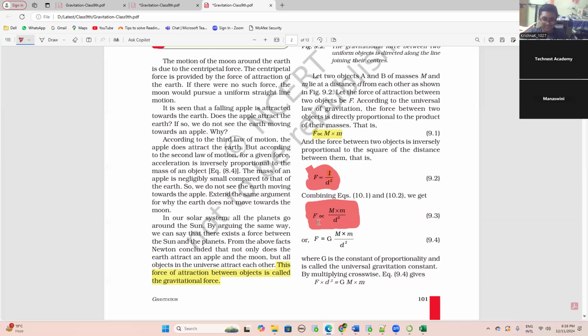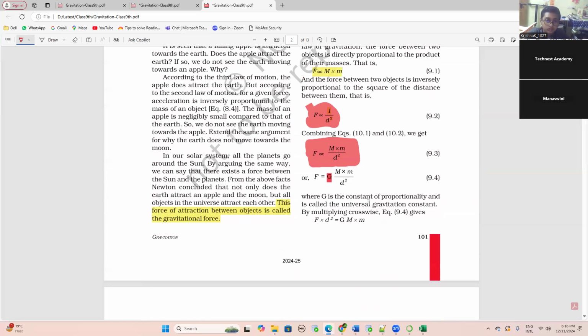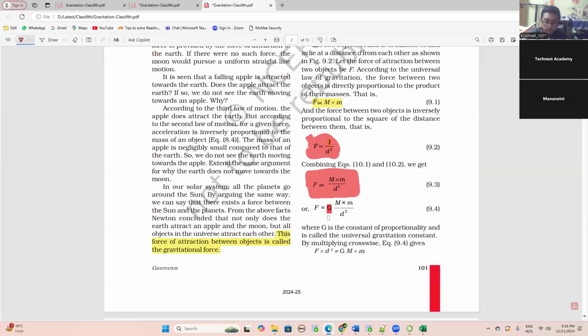Now this directly proportional symbol we have to remove, and we give an equal sign, and then there will be a constant which is G. So G is known as the constant of proportionality, and also known as the gravitation constant. Its value is fixed, which I will show you after this. Like there, sir, 6.7 times 10 raised to minus 11 Newton meter square per kg square. But we will come to that later. Is this clear? Yes, sir.